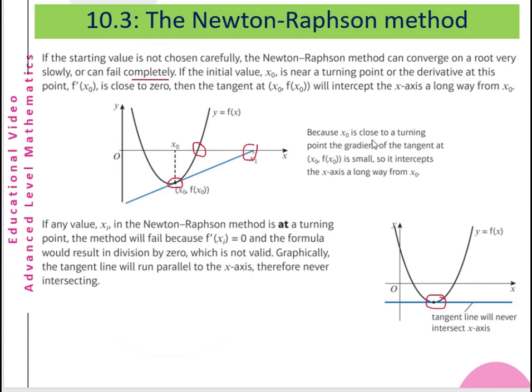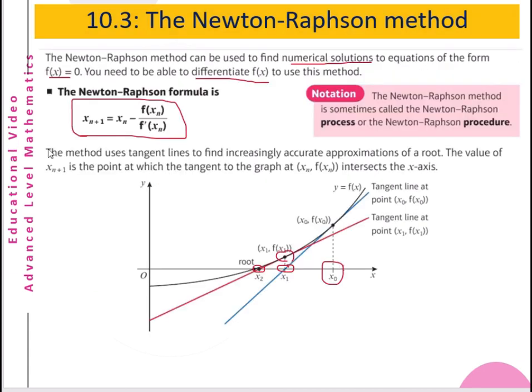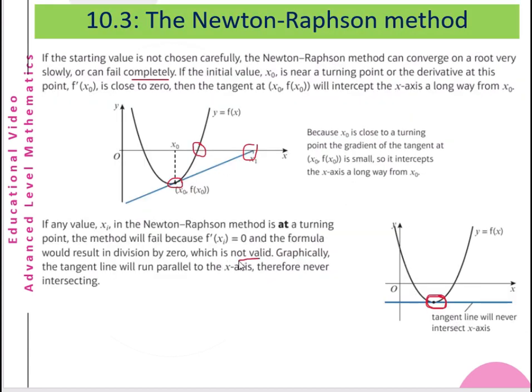So because x0 is close to a turning point, the gradient of the tangent at x0 is small, so it intersects the x-axis a long way from x0. And if any value xi in the Newton-Raphson method is at a turning point, as this turning point here, the method will fail because f'(xi) is equal to 0 and the formula would result in division by 0. Because the formula in here, you can see, is divided by f'(x). If f'(xi) is equal to 0, we come out with division by 0, which is not valid. Graphically, the tangent line will run parallel to the x-axis and therefore never intersect with the x-axis. Then we never find the solution.